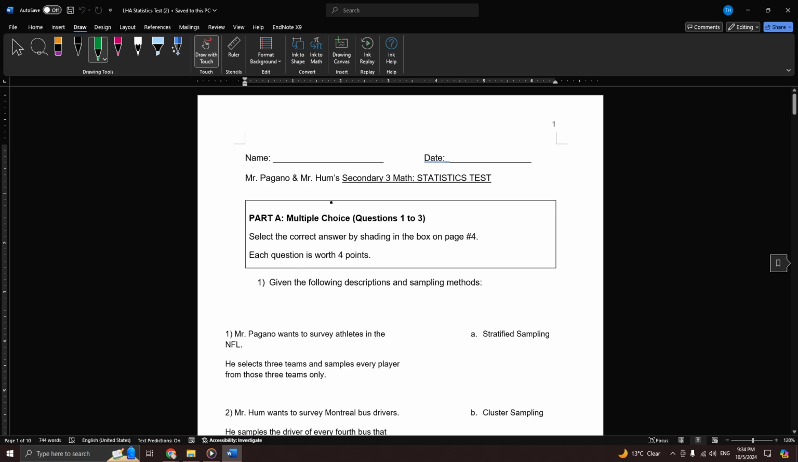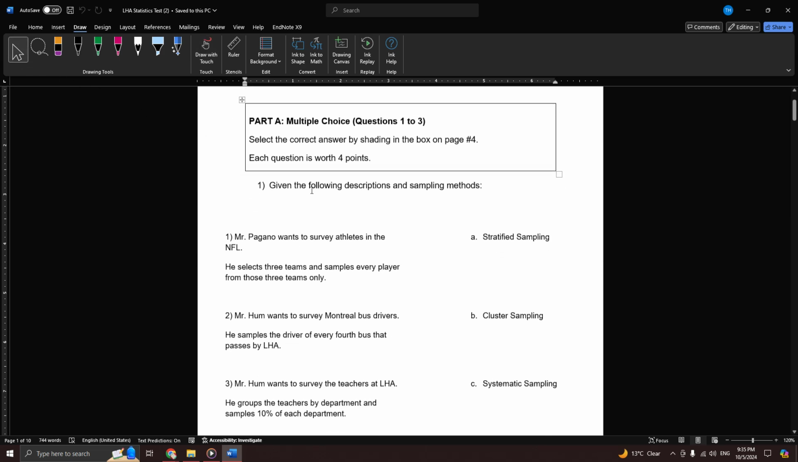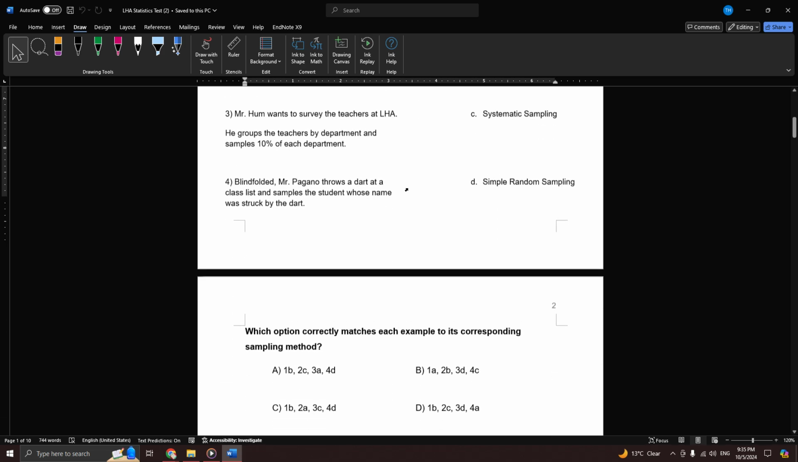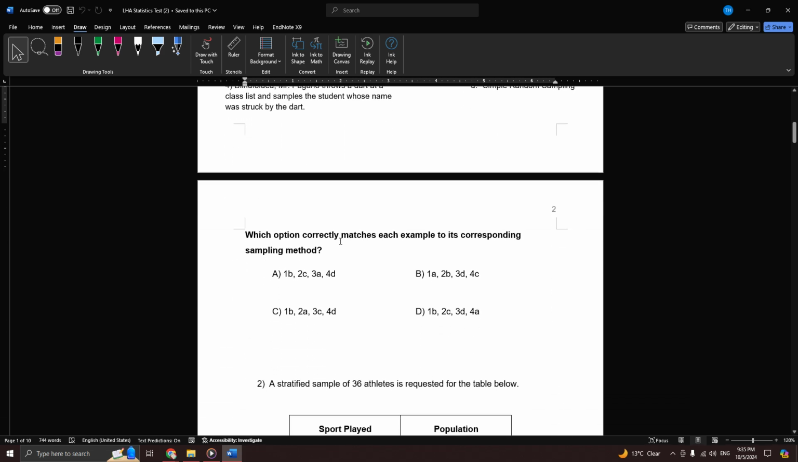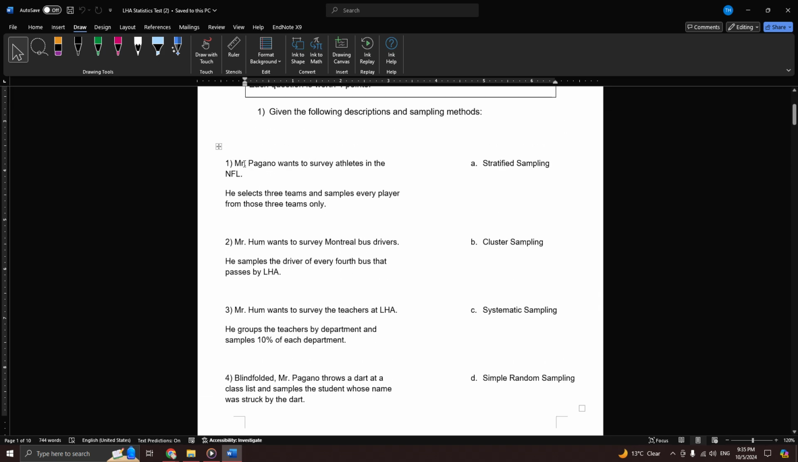All right, hello everyone. So let's just do this statistics test together, just so you know kind of how to answer all these questions, all right? So let's look at question one. We're given some descriptions and some sampling methods, and all we're asking is to match the description to the sampling methods. So let's look at the first description.